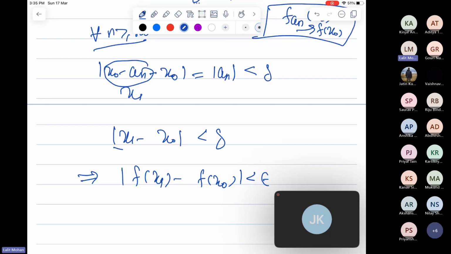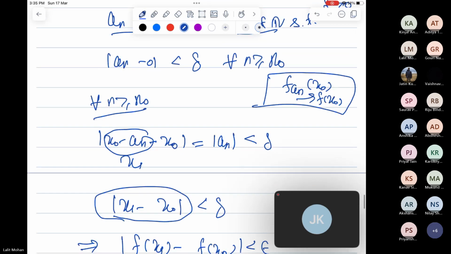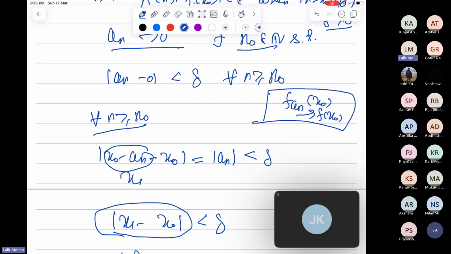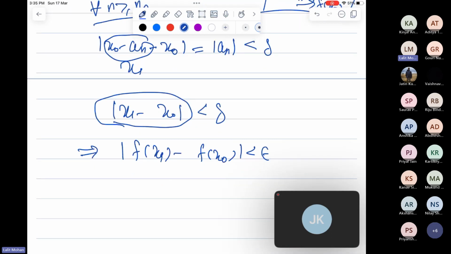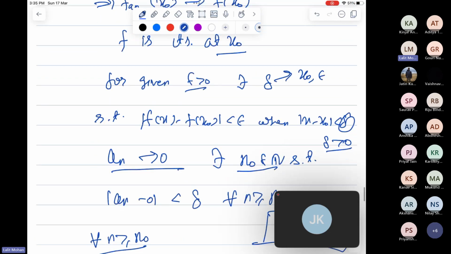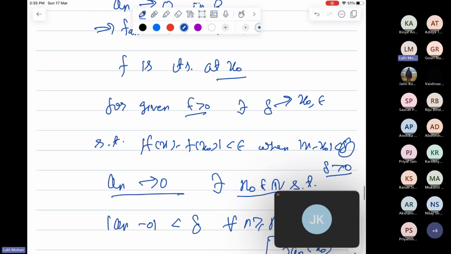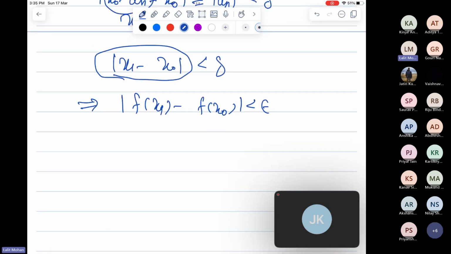We want to compute this difference, |x_1 - x_0|, where x_1 is x_0 minus a_n. So this x_0 will cancel out. This is equal to |a_n|. We know that when n is greater than or equal to n_0, |a_n| is less than delta. So we are getting that |x_1 - x_0| is less than delta. Now by the definition of continuity, if this difference is less than delta, then their functional difference is less than epsilon. So we can write that |f(x_1) - f(x_0)| is less than epsilon. Now just substitute the value of x_1, x_0 minus a_n.